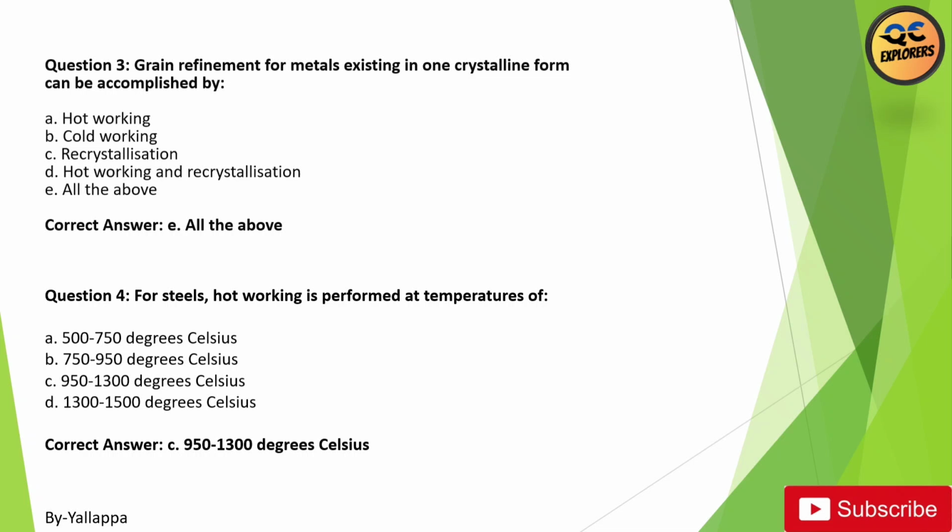Question 4 is a classic fact question. At what temperature do we hot work steel? The range is C, 950 to 1300 degrees Celsius. This ensures the steel is above its recrystallization temperature.